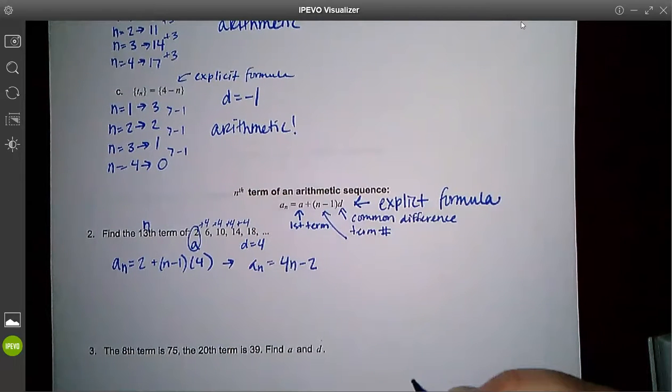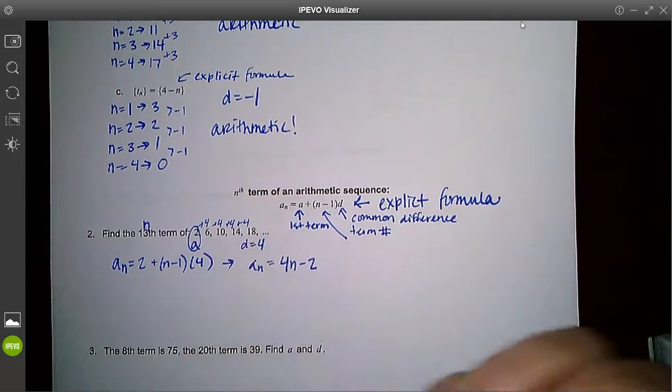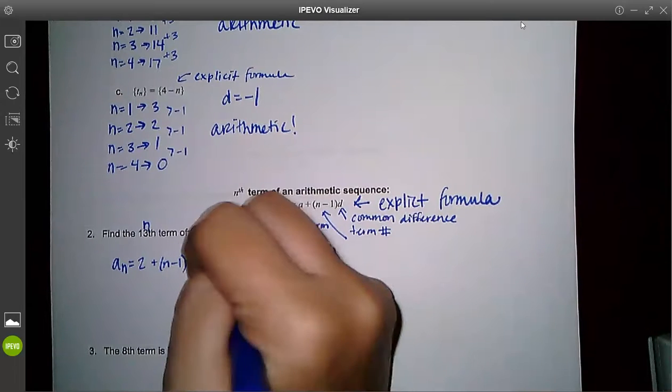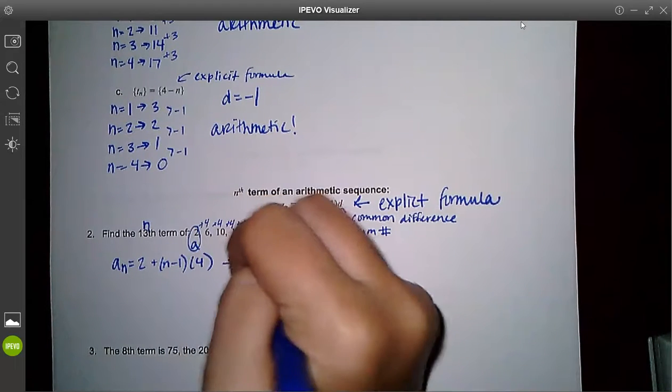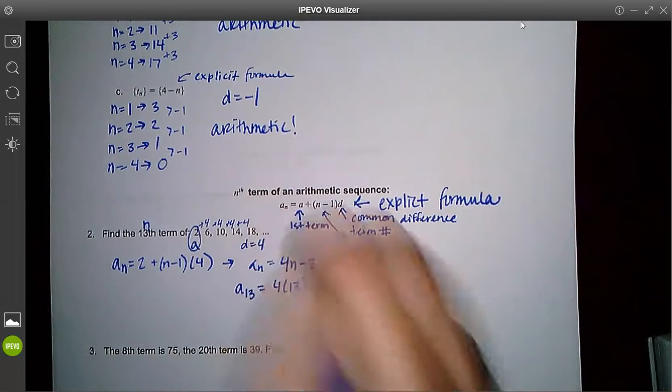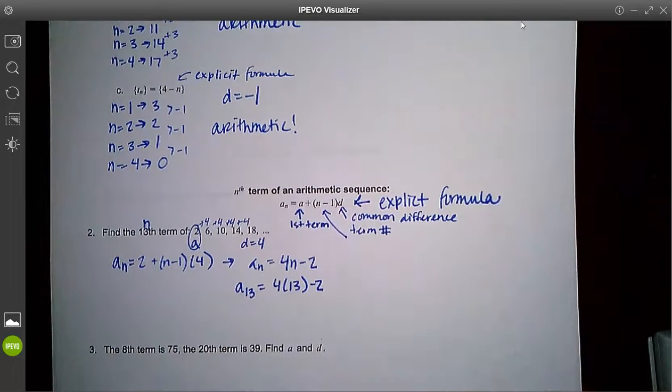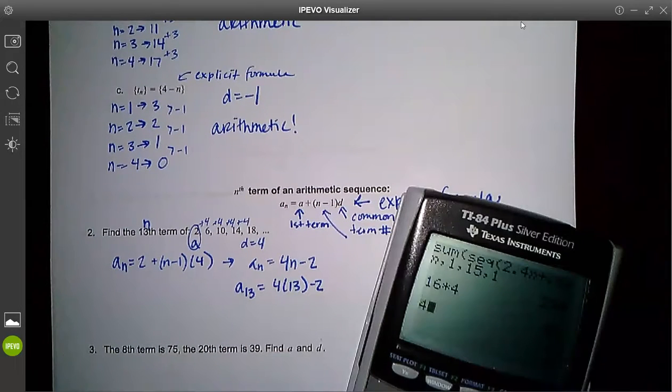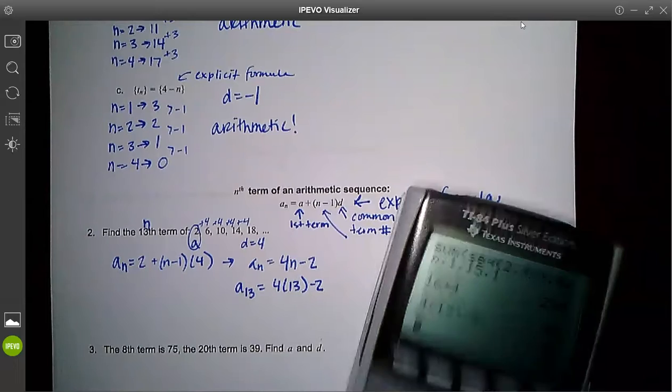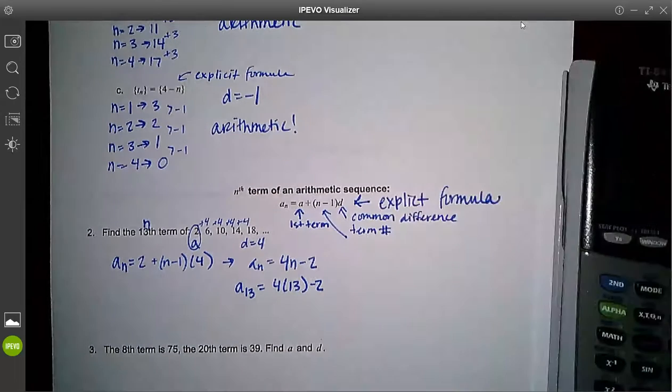And then I'm going to plug in 13 for n to find my 13th term. So a sub 13 is going to be 4 times 13 minus 2. 4 times 13 minus 2 is going to give you 50.